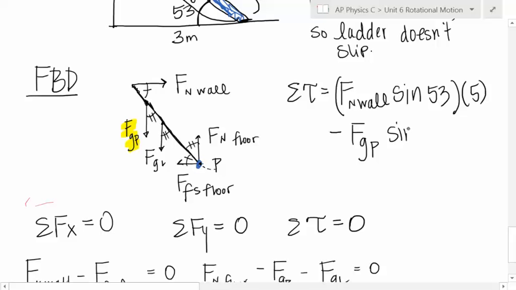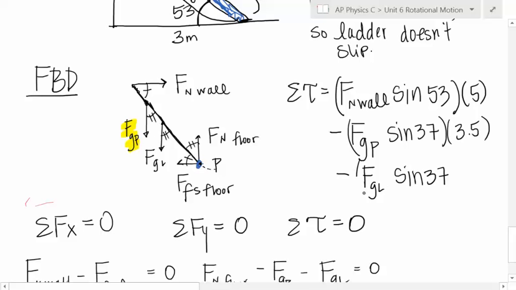So sine 37, and it's not at the center, but it's at 3.5 meters from the pivot point, minus the gravitational force of the ladder, and it's not perpendicular to the ladder, so I need the perpendicular component, sine 37 for that one. And it's at the center of the ladder, because isn't that where the center of mass of the ladder would be if the ladder is a uniform density ladder? Yes. So that would be half of 5, which is 2.5. And all that would add up to 0.